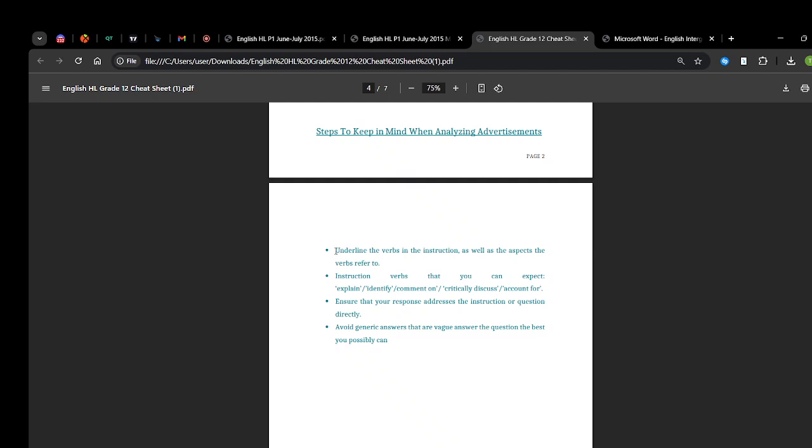Okay, then the next step is to underline the verbs in the instructions or questions, as well as the aspects the verbs refer to. So they might ask you, for example, in a Coca-Cola advert, why is the Coca-Cola in this advert in a big size, or why is the font bigger? So the keyword there would be, I would say keyword, not verb necessarily. The keyword will be big, so you can focus on why it's big, and in your answer try to answer what they're asking you specifically.